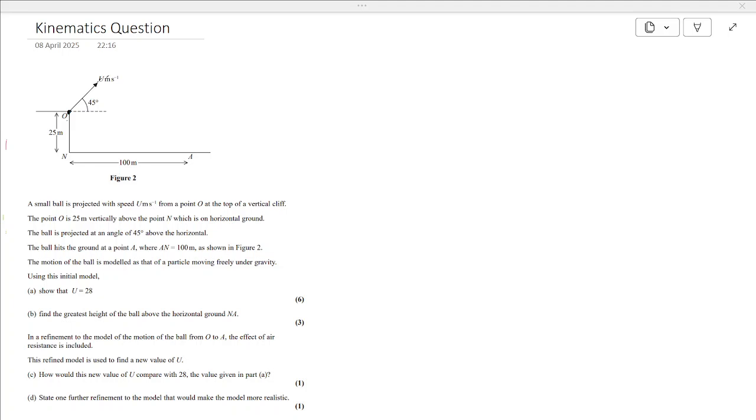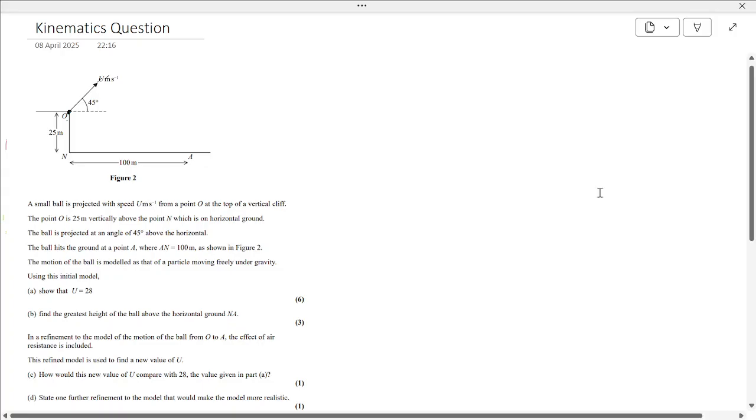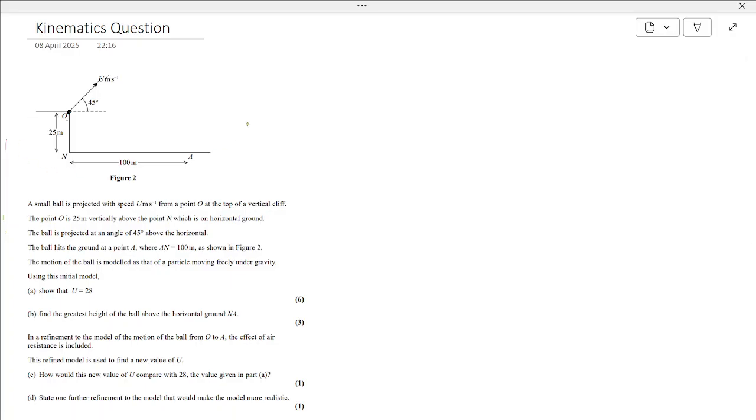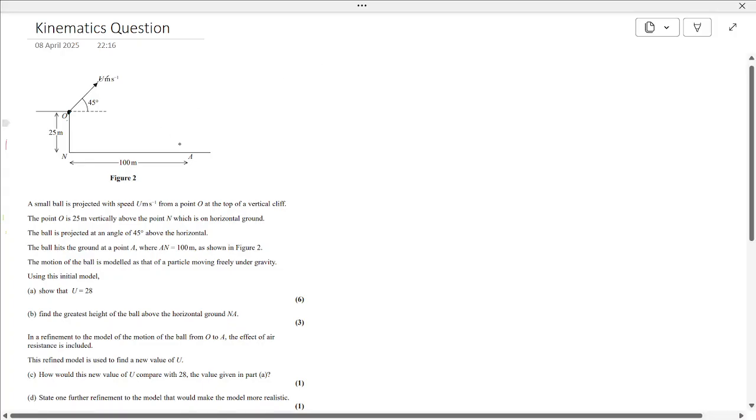Okay, let's do some kinematics. Have another Edexcel past paper exam question. So, we're given a small ball projected with speed u from point O, top of a cliff, 25 meters above the ground, projected at an angle of 45 degrees, and it's hitting the ground at point A, 100 meters away.